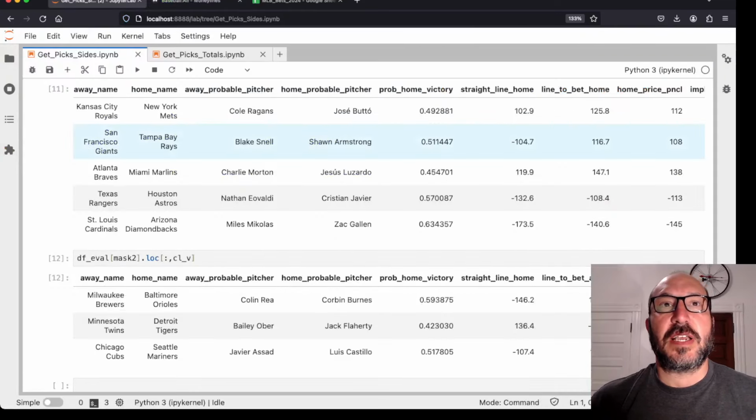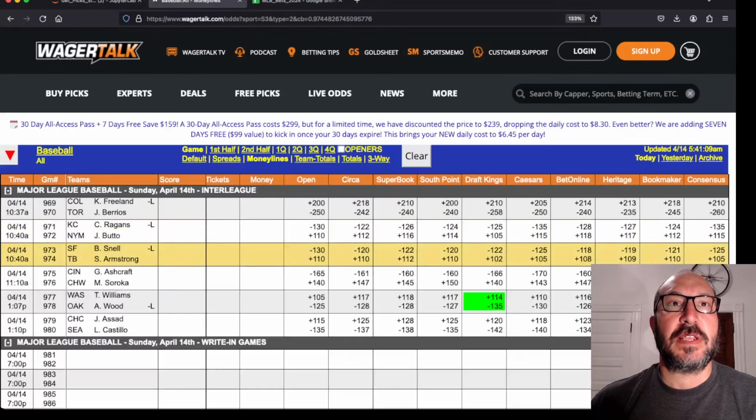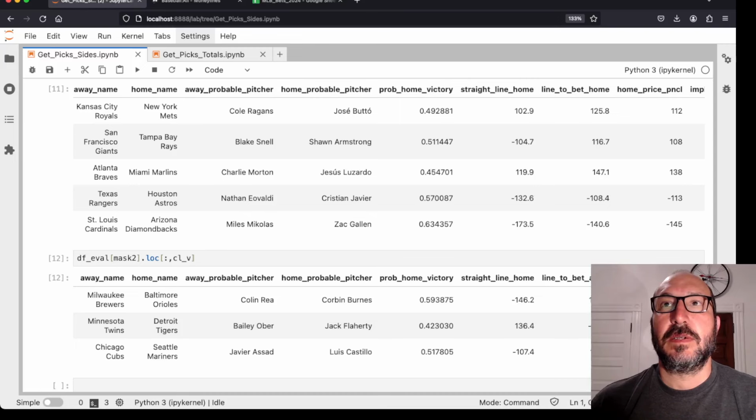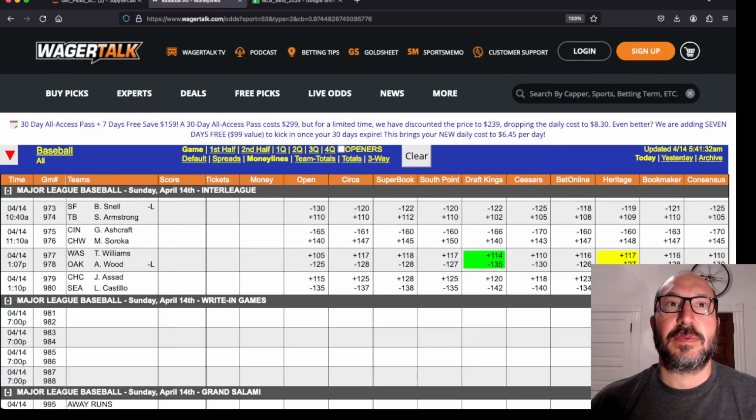Next up, the Giants and the Tampa Bay Rays. Model likes the Rays if you can get 116.7, so call it 117 or higher. Pinnacle showing 108. Let's dive in. Giants Rays, so that's this game right here. You'd say we're getting 112 on that game for the Rays, but the model wanted 117, so we're not quite getting what we need there. So we won't take a bet there.